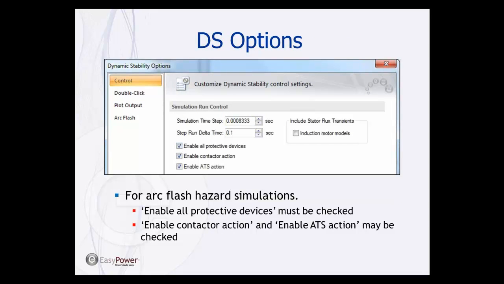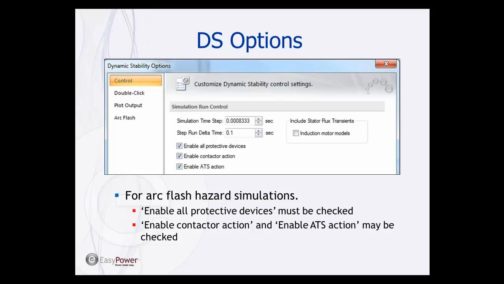There are a few other things that you should be aware of within the options. One is the simulation time step. This is not the number that determines when the protected devices are looked at and where they're evaluated. That's hard-coded at a half a cycle. This is for the actual simulation of the DS or the stability simulation. That's one thing I wanted to draw your attention to.